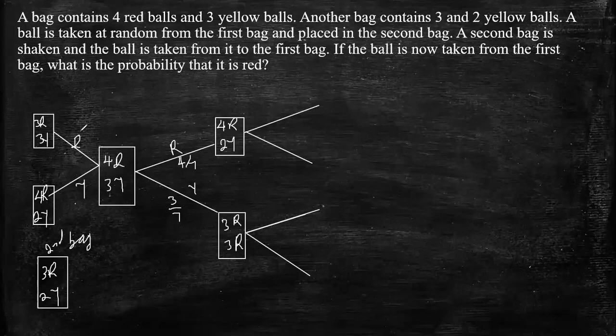Because when we remove the red, we remain with 3 red and 3 yellow. So since we are now in the branch of red, we are going to use what remained when we picked the red. Understood? Yes, teacher.